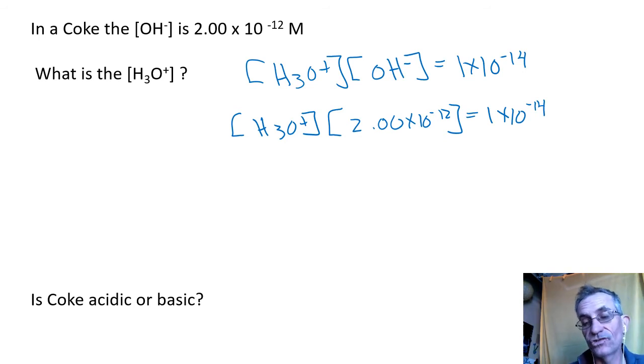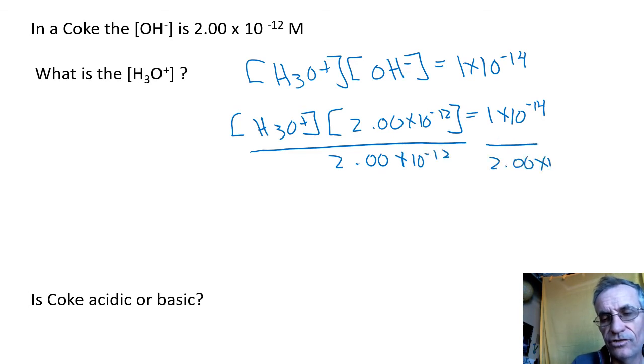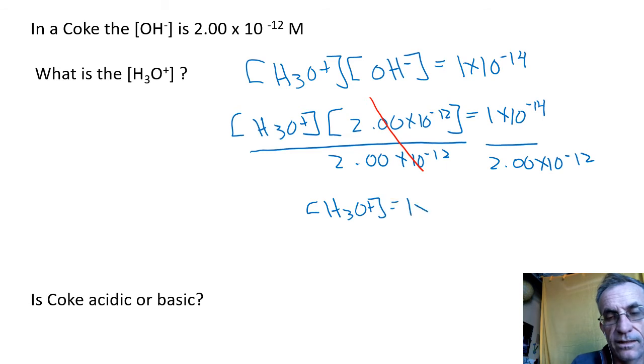To solve for the amount of hydronium, I hope not too bad, what are we going to do? We need to get hydronium, H3O, by itself. We'll take both sides and divide by 2 times 10 to the minus 12. On the left-hand side, that 2 times 10 to the minus 12 cancels. So the amount of hydronium turns out to be 1 times 10 to the minus 14 divided by 2 times 10 to the minus 12.